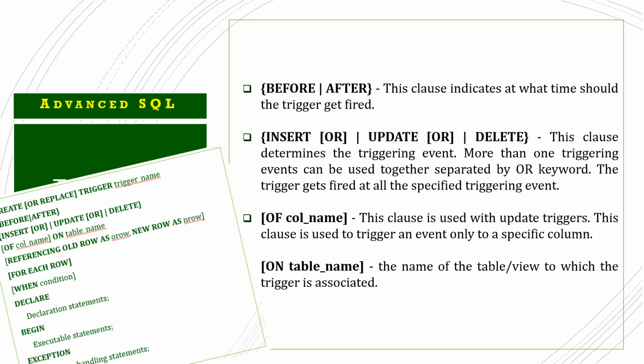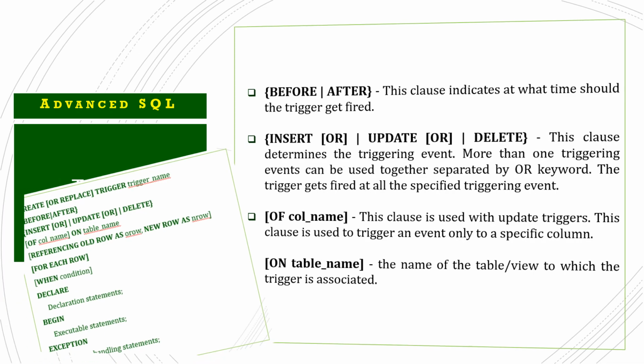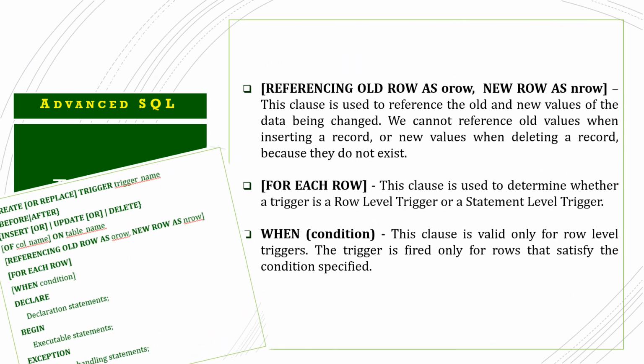On table name, the name of the table or the view to which the trigger is associated is specified here. So we can apply this trigger on the employee table, or we can apply that one to the student table. So the table name should be specified here. Referencing old row as O row, new row as N row.